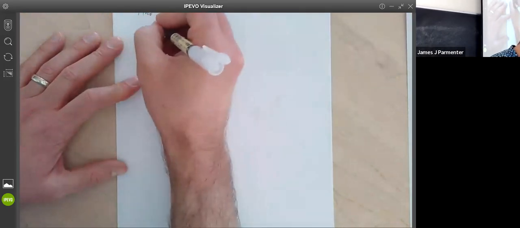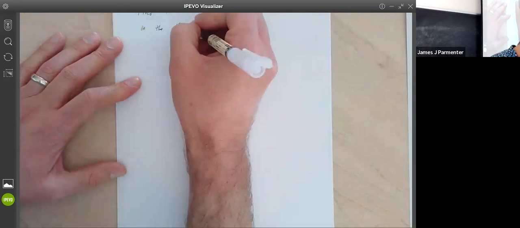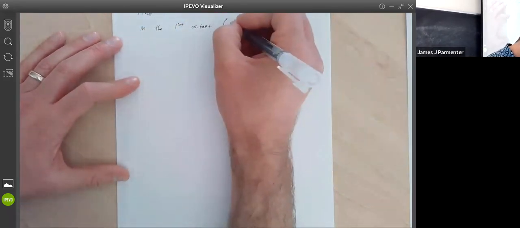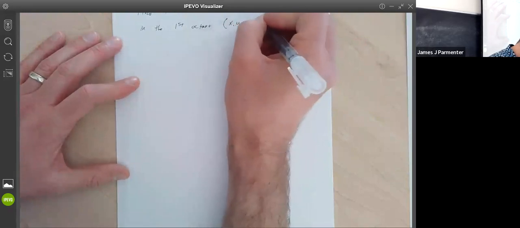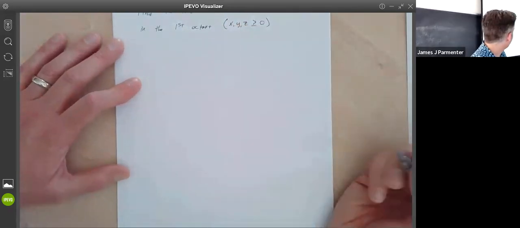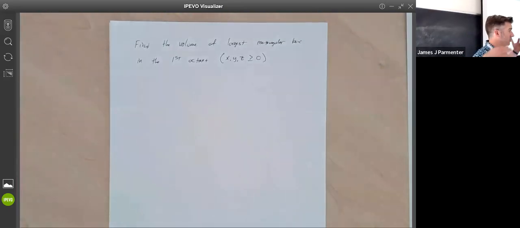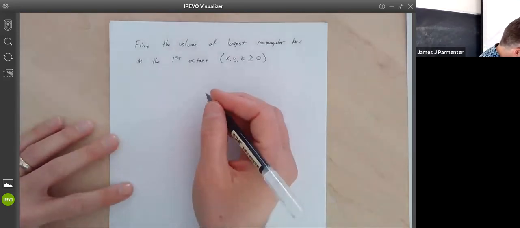Actually, this is problem 31 from section 9.6, where we want to find the volume of the largest rectangular box in the first octant. So when you see that you're in the first octant, all you should be thinking is that x, y, and z are all greater than or equal to 0. That's what it means to be in the first octant. Just like in 2 dimensions, if you're in the first quadrant, you're in the upper right quadrant where x and y are both positive or greater than or equal to 0.